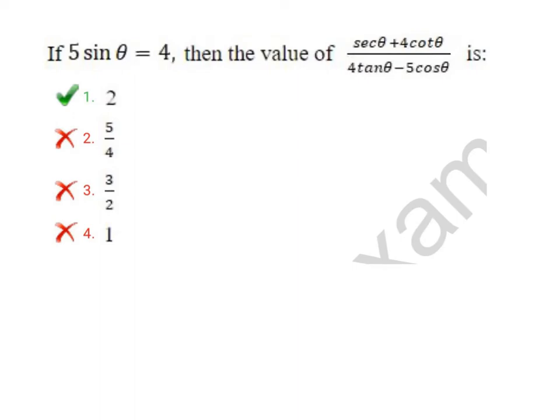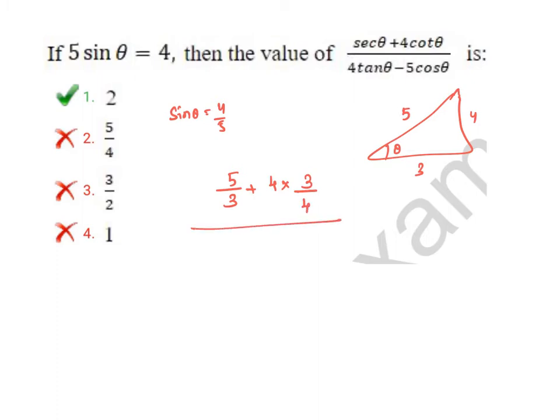Now 5 sin theta equals 4, which means sin theta equals 4/5. Sin theta is, we know, opposite by hypotenuse. Therefore the adjacent becomes 3. Secant theta is hypotenuse by adjacent. Cot theta is adjacent by opposite. Tan theta is opposite by adjacent, 4/3. Cos theta is 3/5.